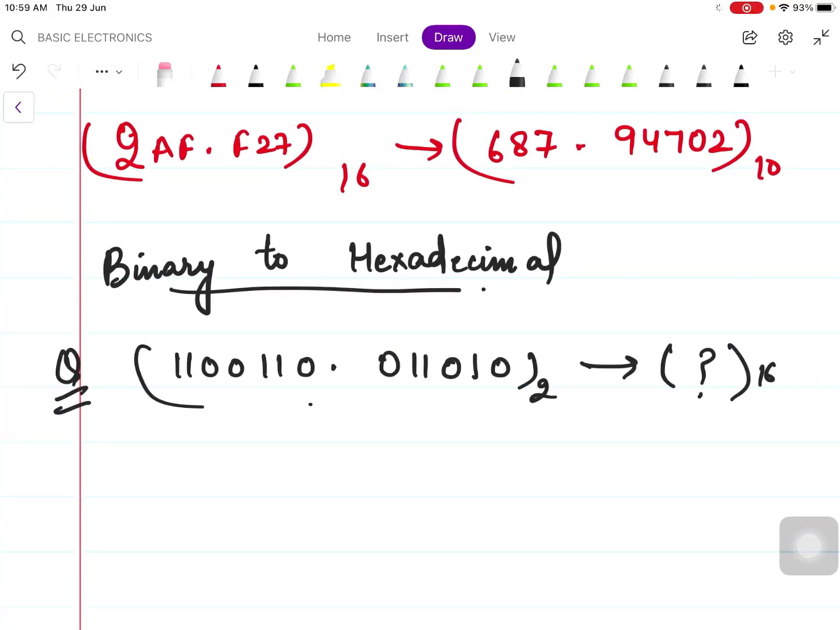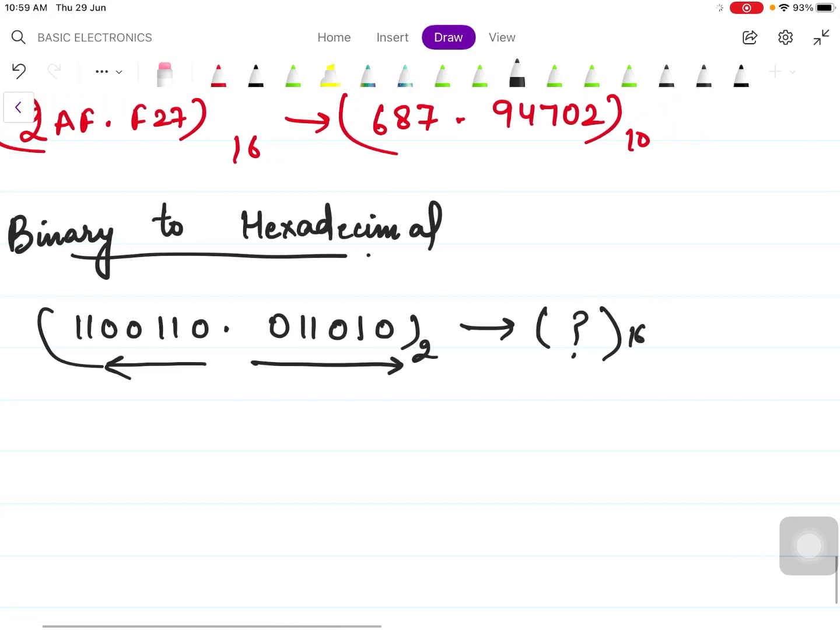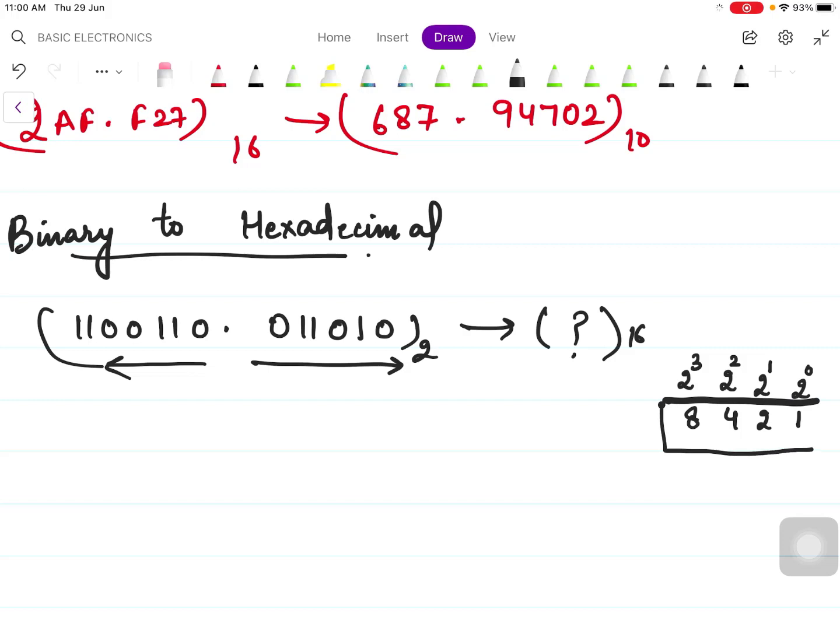So what we have to do, first of all, we have to mark the directions for the binary to hexadecimal case, and we have to see hexadecimal means the base is 16, alright. That means 2 raised to the power 4 is equal to 16. So the code for hexadecimal is 8421. From where it came? 2 raised to the power 0 is 1. 2 raised to the power 1 is 2. 2 raised to the power 2 is 4. 2 raised to the power 3 is 8. So from here comes a code, that is 8421.